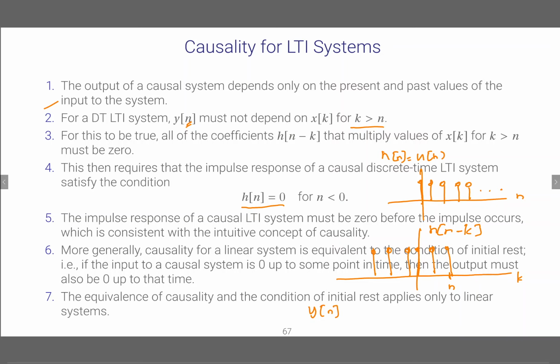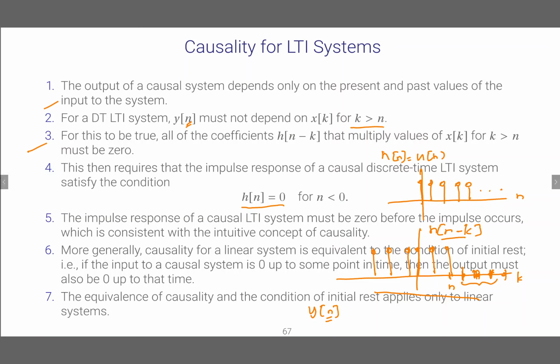Now, if our hn minus k has non-zero values after this n, that means the future input values, that means values of xk where k is greater than n, will be considered to compute the current output. So I hope now you understand that. For this to be true, all the coefficients of hn minus k that multiply values of xk for k greater than n, so these are the values k greater than n, they all must be 0.